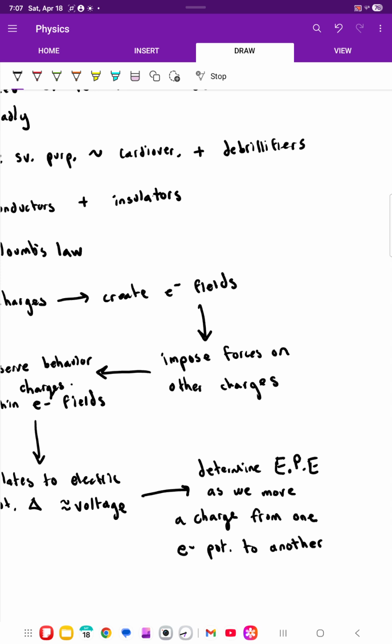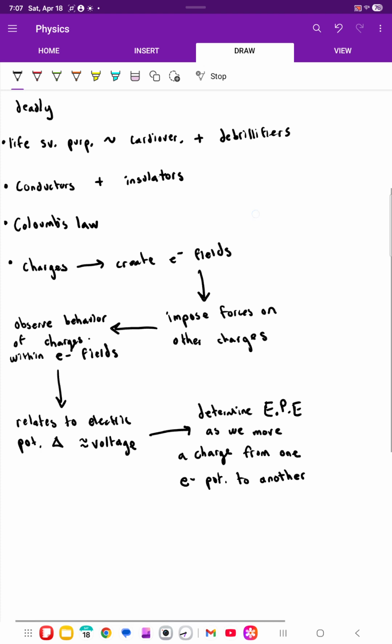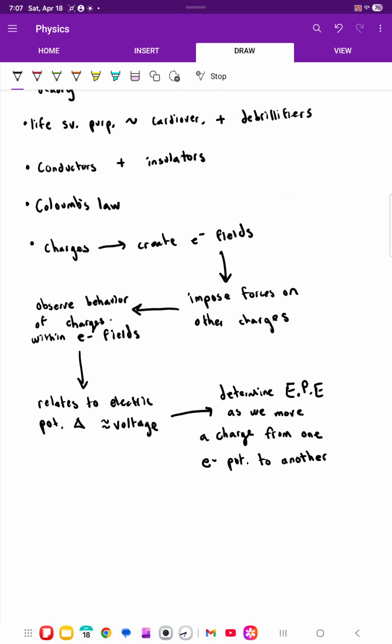Next, we will describe electric dipoles and solve a problem involving one of the molecular dipoles most important to life on the planet, the water molecule. And from this, we could determine the electric potential energy as we move a charge from one electric potential to another.